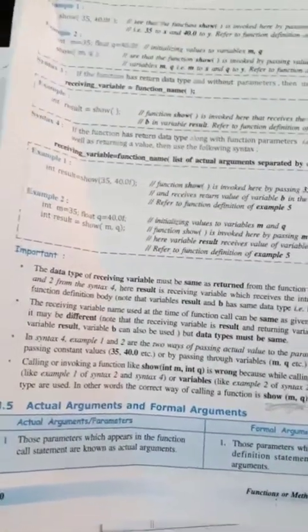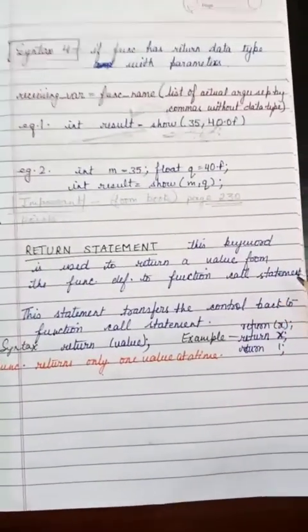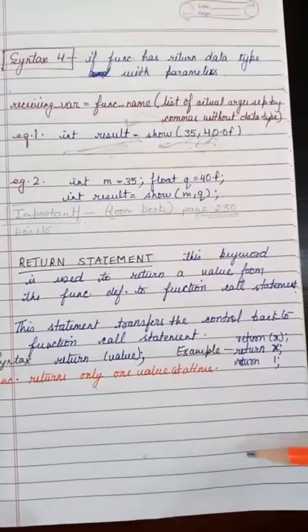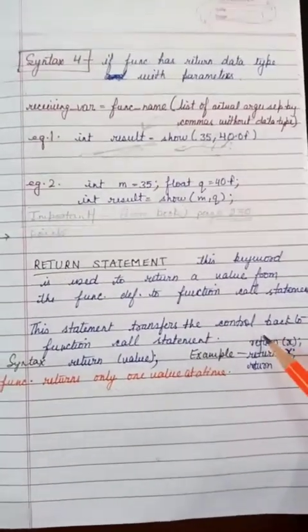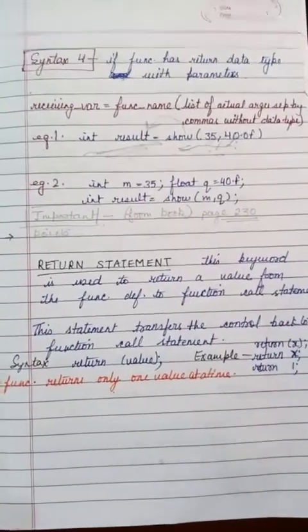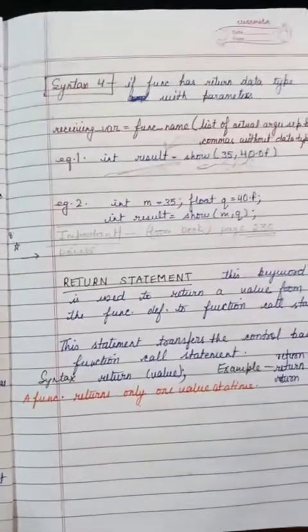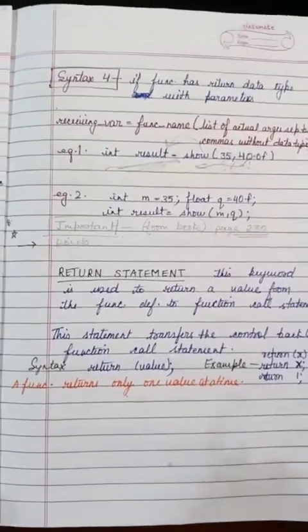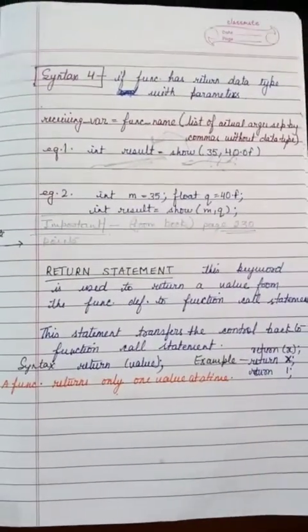Now come to the return statement. What is the return statement? Return is a keyword, and this keyword is used to return a value from the function definition to the function call statement. Through the function call statement, we invoke a function. The control goes over there to the function definition, and that function definition will return a value, which you can assign to a variable in the function call statement line.